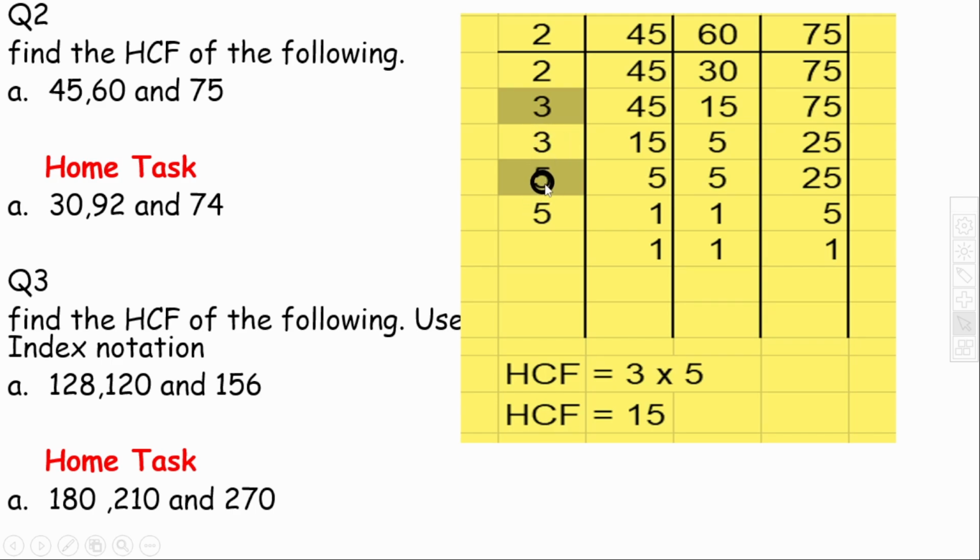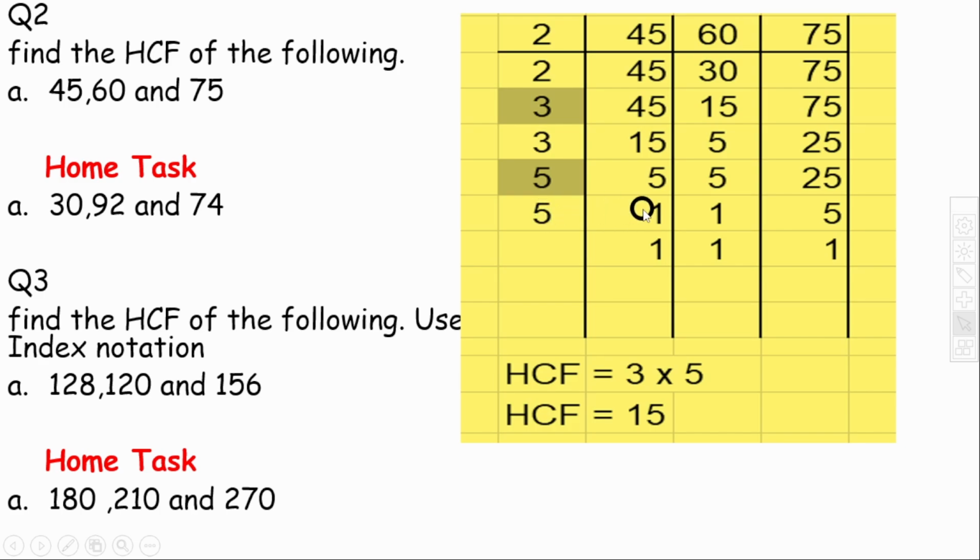Now let's try 5. 5 in 5 is 1. 5 in 5 is 1. 5 in 25 is 5. So you can see this particular 5 divided this 5, it divided this 5 and divided this. So it's a common factor. So we highlight it, or we circle it.